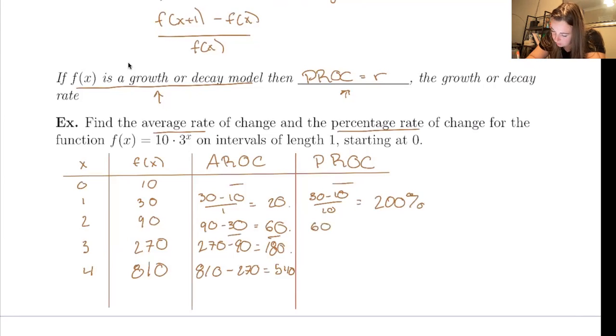So this is going to be 60 minus 30, which is 200%. And that 200% comes from me getting 2, and then it's a percent. I need to make it a percent, so I would multiply it by 100, and that would give me my percentage. Okay, 180 over 90. Yep, that's 200%. And then 540 divided by 270. That's also going to be 200%.